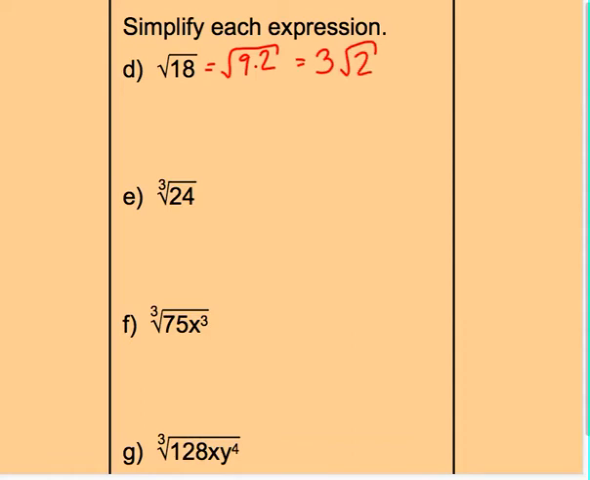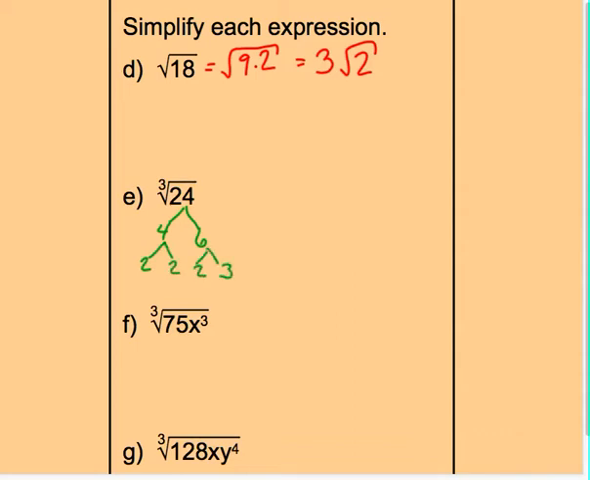Cube root of 24. Most of you probably don't have the perfect cubes factored or memorized, so you may not be able to simplify this the way that we did for D. So another way is to make a factor tree. 24 is 4 times 6. 4 is 2 times 2. 6 is 2 times 3.